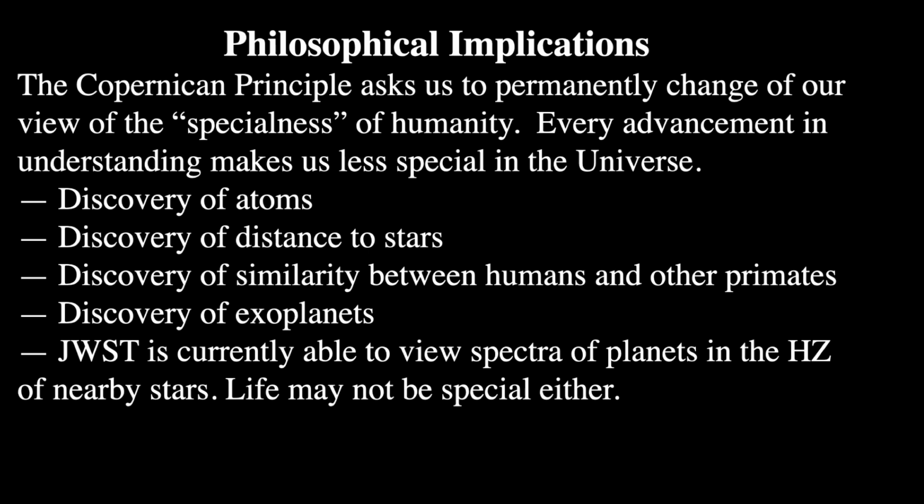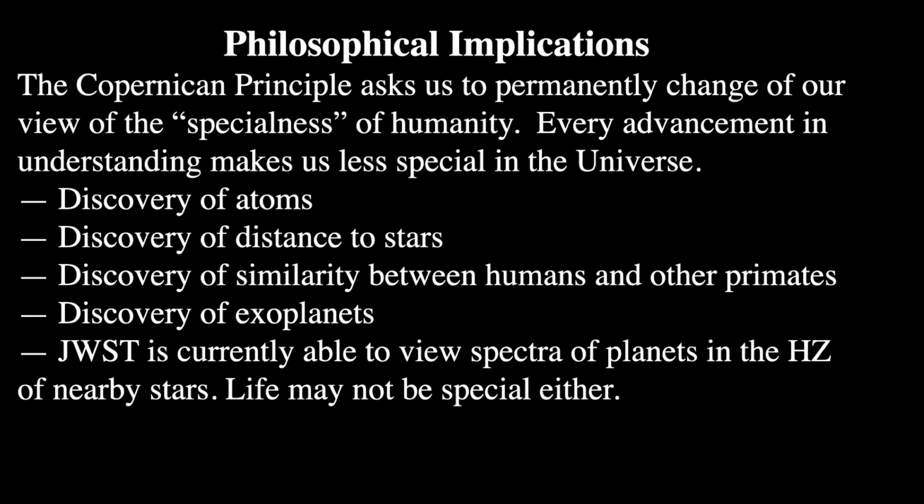The discovery of atoms showed that everything's made up of atoms, including us. The discovery of the distances to the stars said, wait a second, that bright disk in the sky, that sun thing, those points of light way up there in the night sky, they're just like the sun, but very far away. When we discovered that humans and other primates are very similar, and in fact we have some deep similarities to even trees, that showed us that we're not really that special. More recently, we discovered exoplanets, planets around other stars, which shows that Earth and Venus and Mars and Jupiter aren't unique.